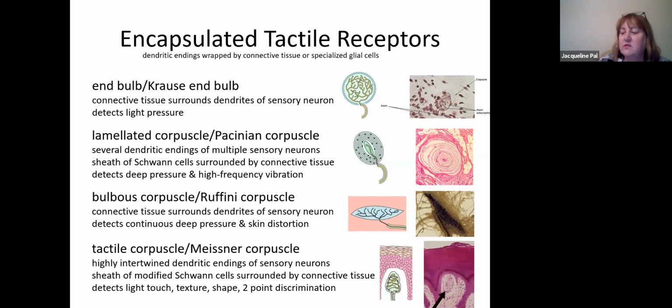And the other thing this is really important for, which we didn't have a chance to do in lab, but maybe you will in another lab later on, is 2-point discrimination.